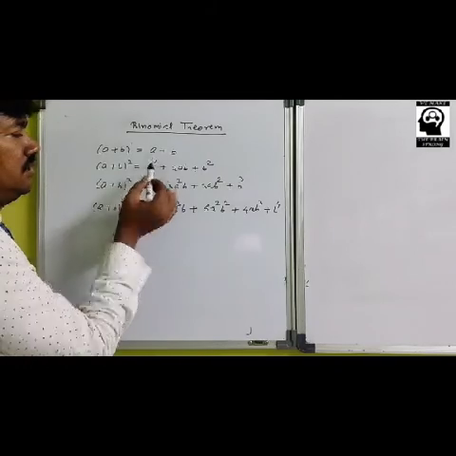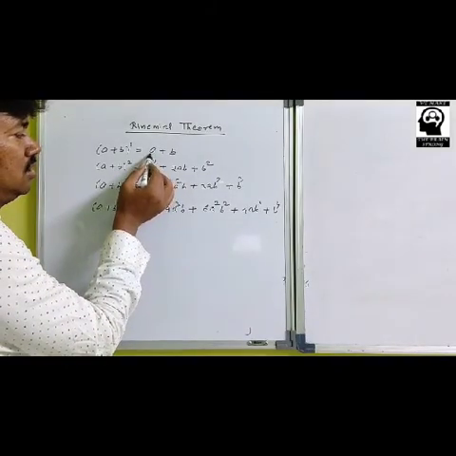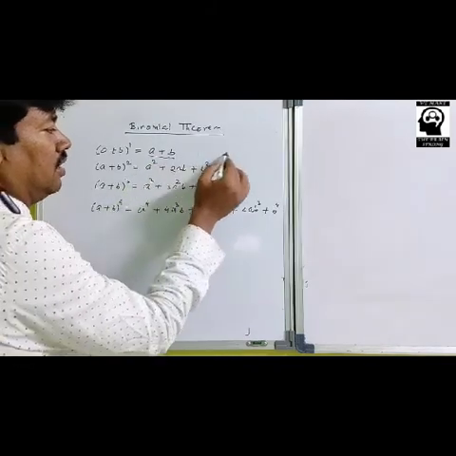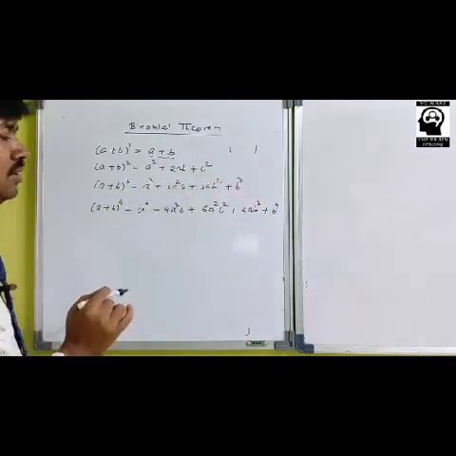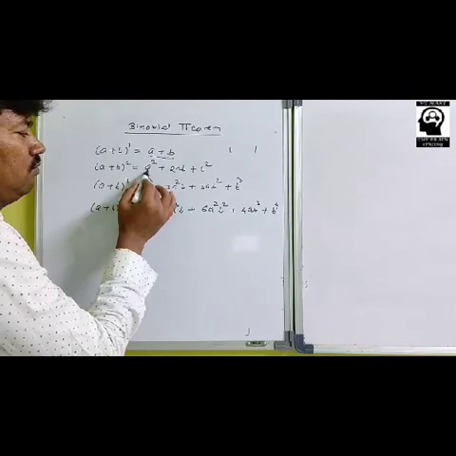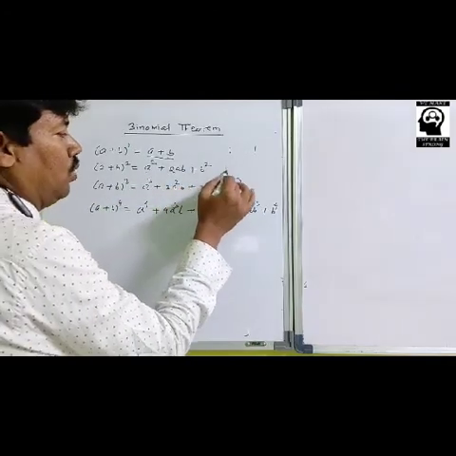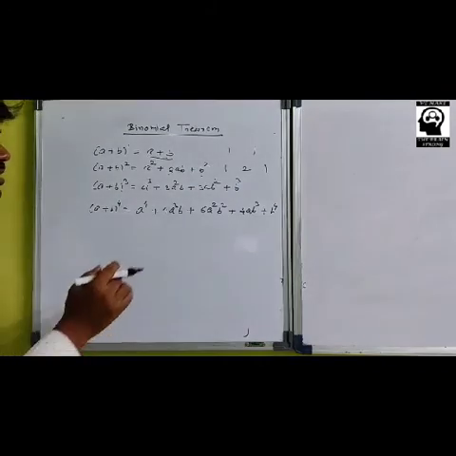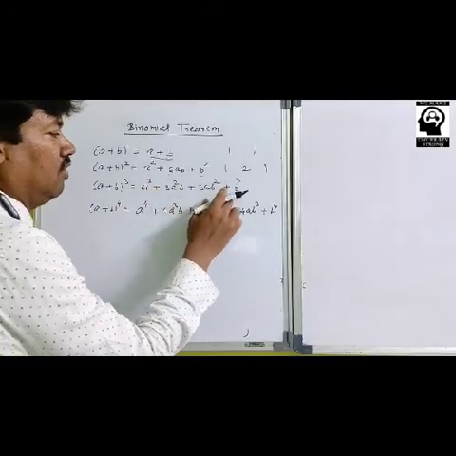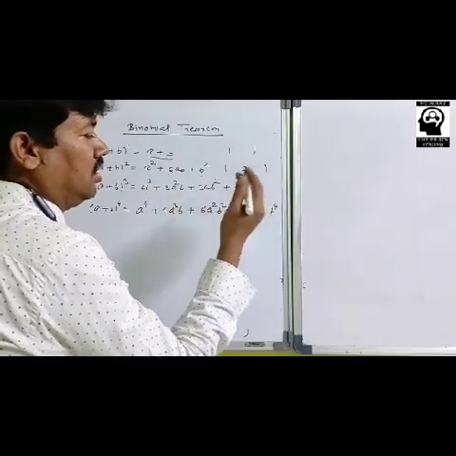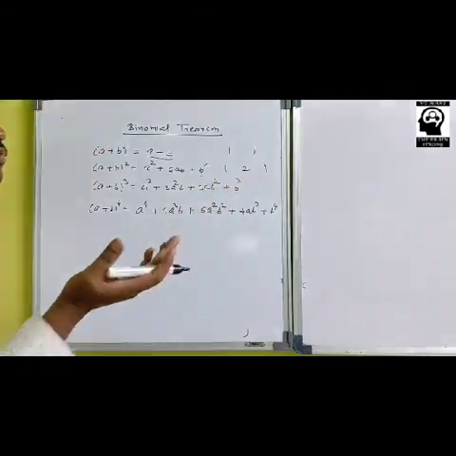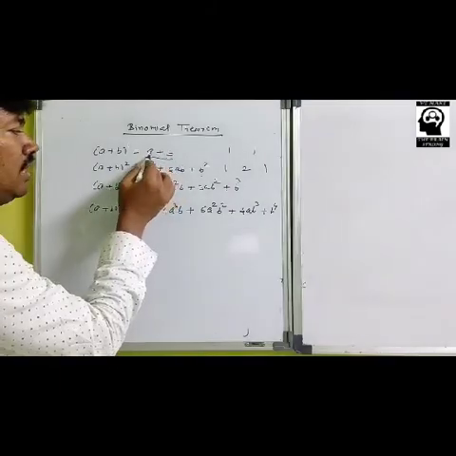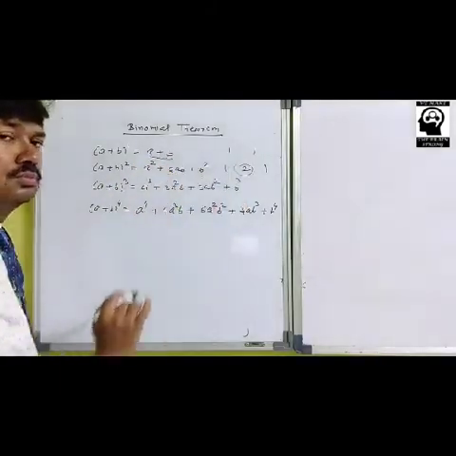It's a very simple thing. If you look at this, the coefficients are 1, 1 in this. After that, the coefficients become 1, 2, 1. Next is 1, 3, 3, 1. So how are we getting these coefficients? Basically, the sum of these two, 1 and 1, will give the 2.